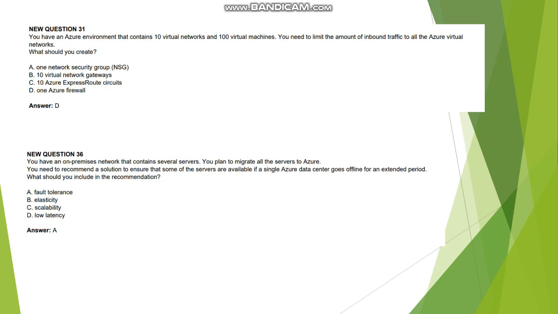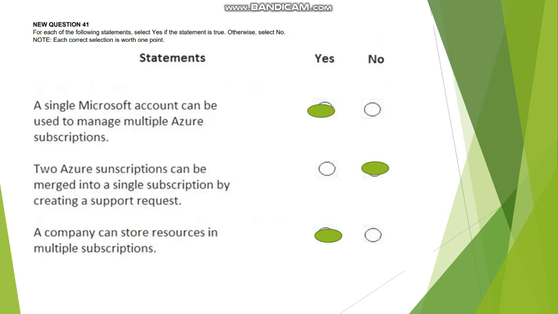Next question. You have an on-premises network that contains several servers. You plan to migrate all the servers to Azure. You need to recommend a solution to ensure that some of the servers are available if a single Azure data center goes offline for an extended period. What should you include in the recommendation? Answer is A. Fault tolerance.